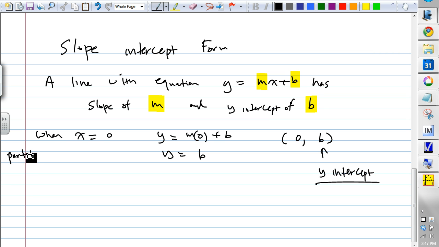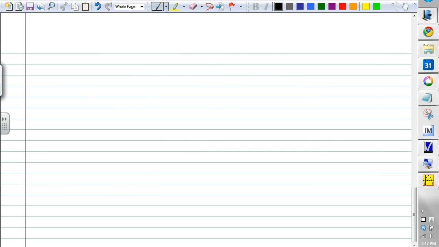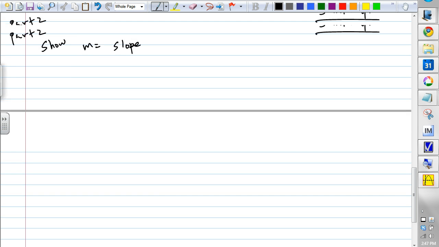In order to prove this theorem, we know that we have to show that the y-intercept is b, which we just did here. What's part 2? We have to show m is the slope. How do we do this? Well, what you do is you plug in 2 points.